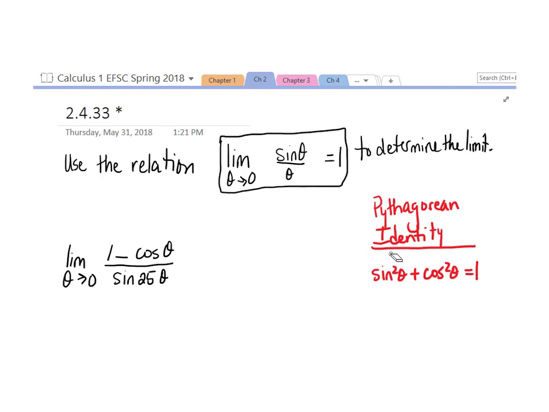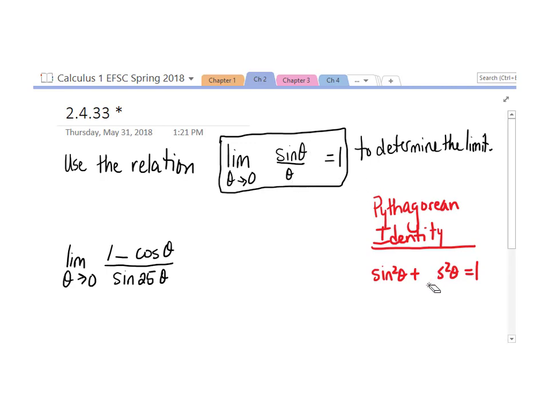In this video, which is the second example of how to use this limit fact to find other limits, we're going to find the limit as theta goes to 0 of 1 minus cosine theta over sine of 25 theta. So we're going to need to know and use as a tool that the limit as theta goes to 0 of sine theta over theta is 1.